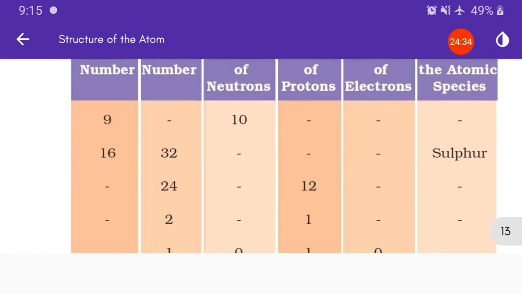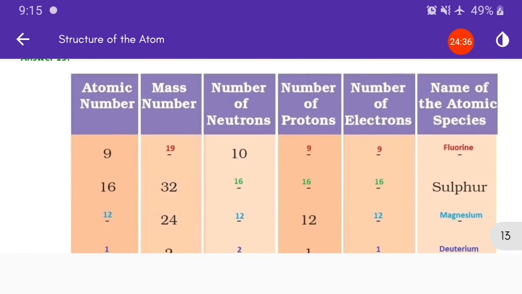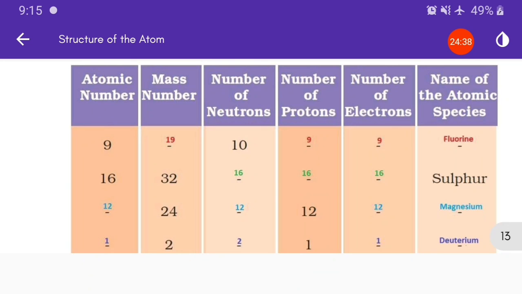So my dear students, you can prepare additional questions from this. The questions will be: what is the difference between atomic number and mass number? Distinguish between atomic number and mass number. What are the differences between isotopes and isobars? It can be asked from the content itself, whether it is there in the exercise or not. So prepare this type of questions, and this is the end of this chapter.